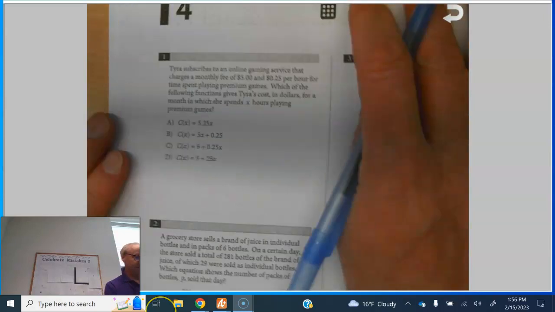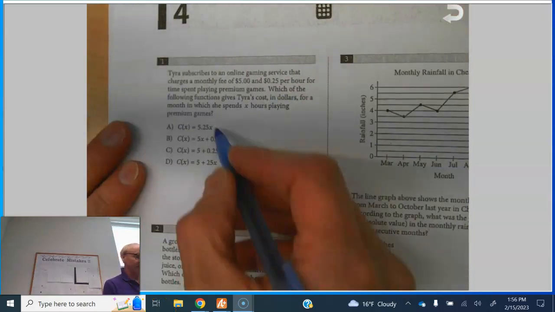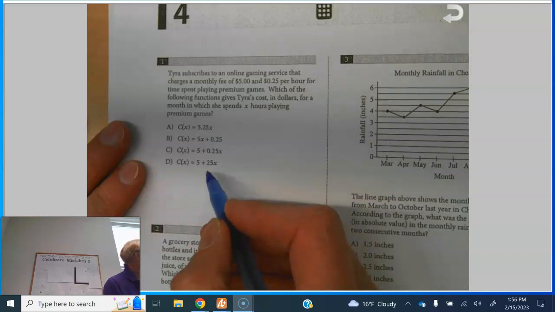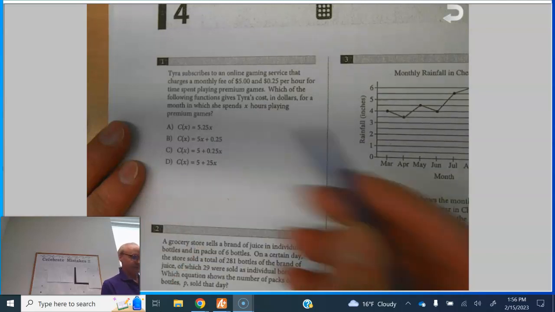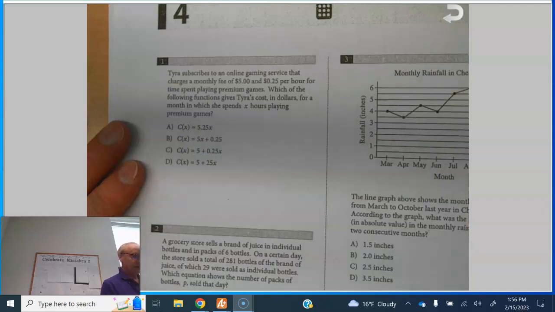Pause it for a second. Number one is a situation where they're giving us equations. Corbin, did you get this one? These are functions. What is it? It is almost right.